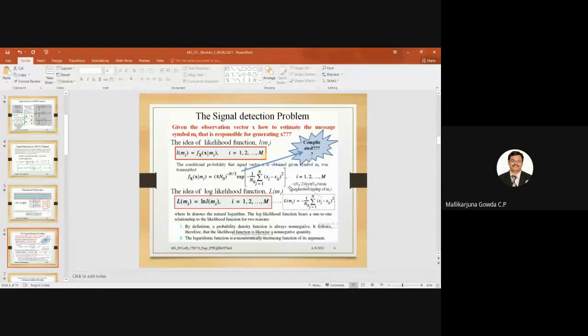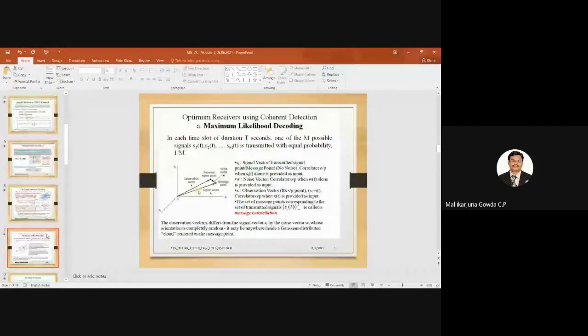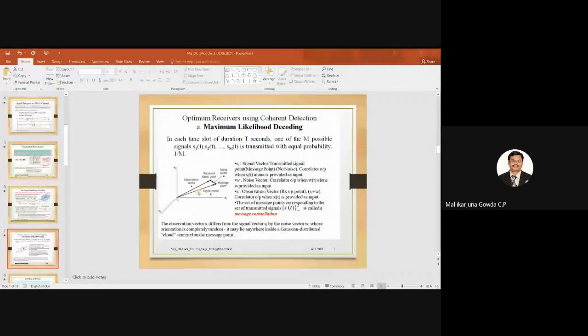So far, I have discussed up to yesterday. I defined what a likelihood function is and what a log likelihood function is. Now let me talk about the optimum receiver using coherent detection. I said it has two things. One is maximum likelihood decoding. So first let me discuss that. What is maximum likelihood decoding?